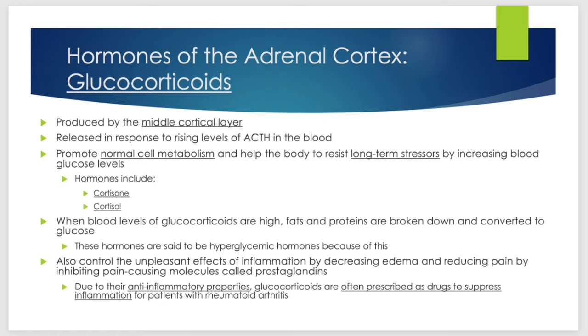So due to the fact that glucocorticoids have anti-inflammatory properties, they're usually given as drugs or medication to suppress inflammation, particularly in patients that have rheumatoid arthritis, which is an autoimmune disease where your immune system attacks the joints of your body. And that does cause inflammation, which is swelling and pain. So those are typically useful in treating that condition.